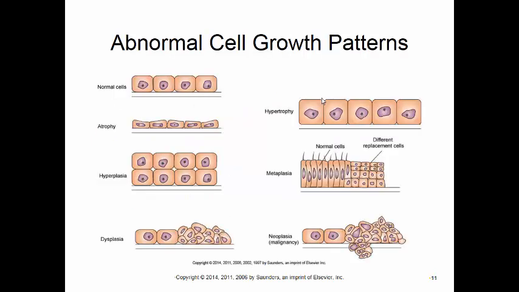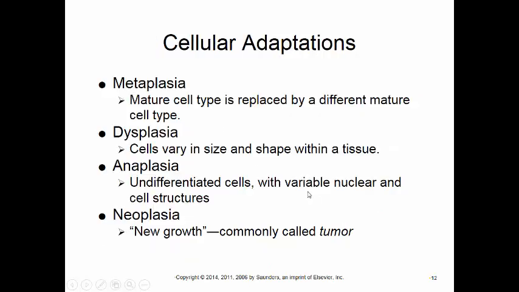Okay, and so we can see here's our normal cells. Atrophy, they get smaller. Hypertrophy, they get larger. Hyperplasia, there's more of them compared to normal. And we'll talk about the next four here in a second. So the next one is metaplasia.